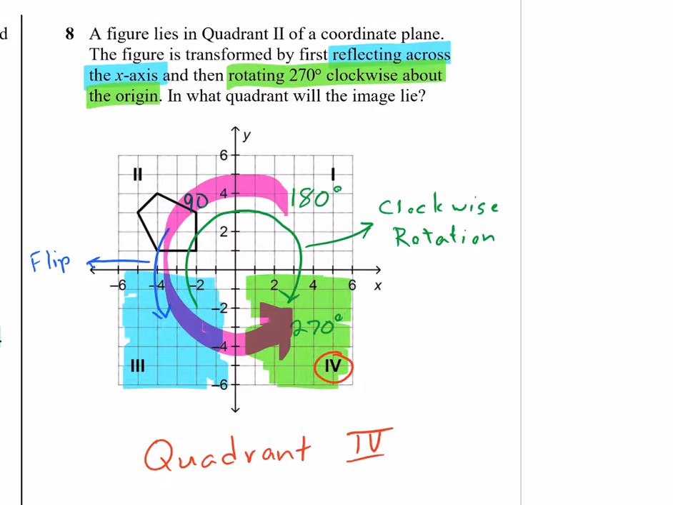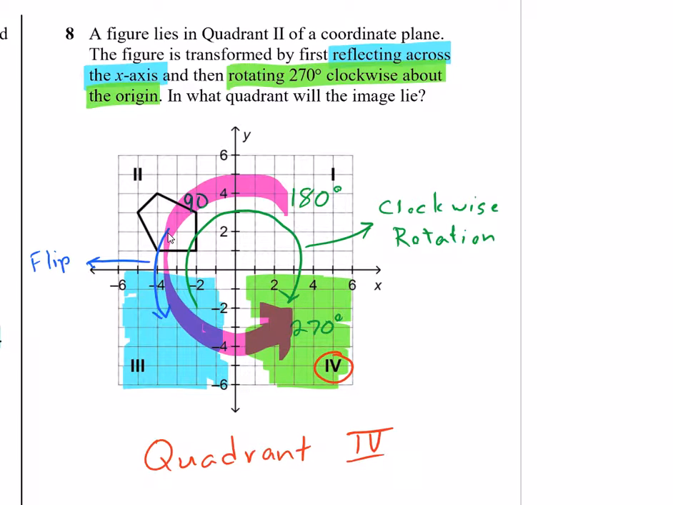For number 8, a figure lies in quadrant 2 of a coordinate plane. The figure is transformed by reflecting across the x-axis and then rotating 270 degrees clockwise about the origin. In what quadrant will the image lie? So, what they have here is they drew a pentagon in quadrant 2 to represent this figure. Now, it does not really matter what figure it is, we're still going to follow the same thing. The figure is exclusive to quadrant 2, so it's only going to be in this upper left corner.